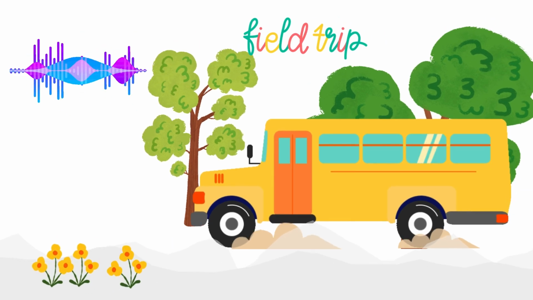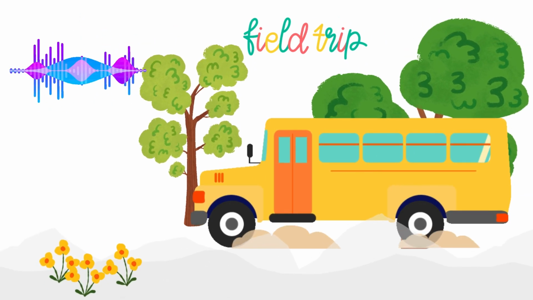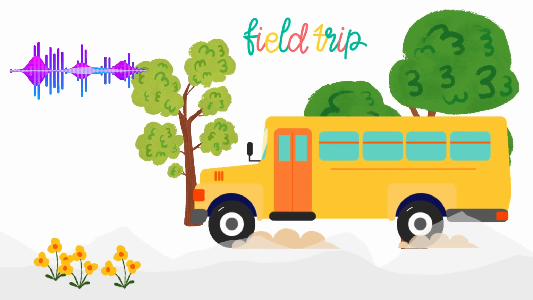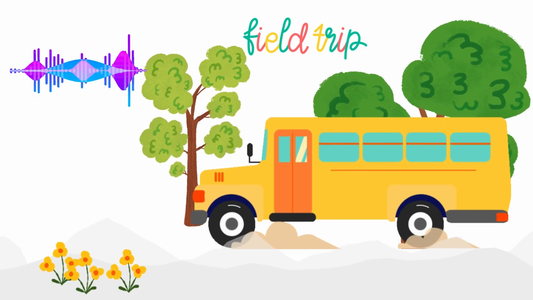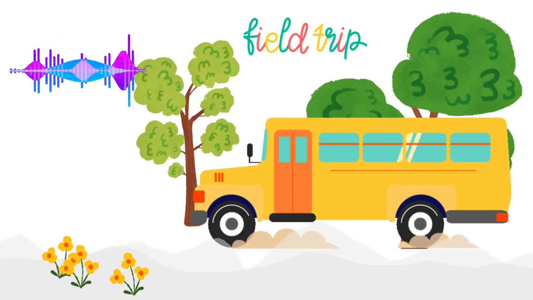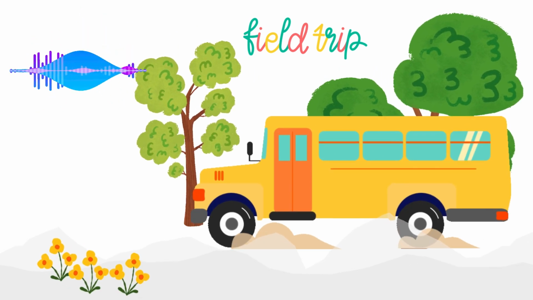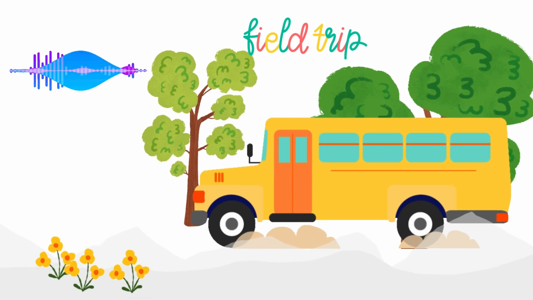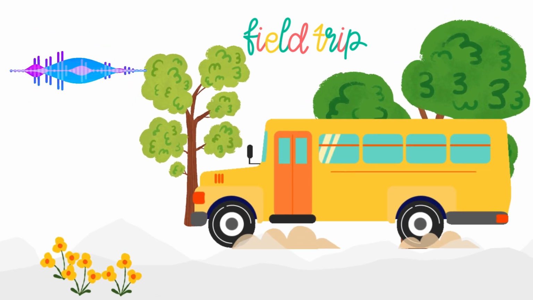The school trip. Hello, everyone. My name is Lisa, and today I'm going to share a story about our school trip. This story will help you understand how to use the past simple tense in English. The past simple tense is used to describe actions that happened and were completed in the past.